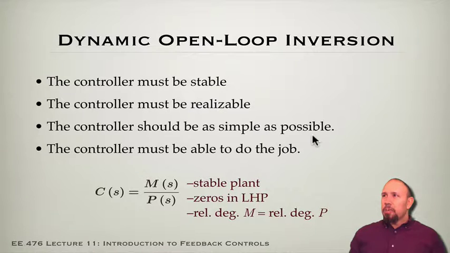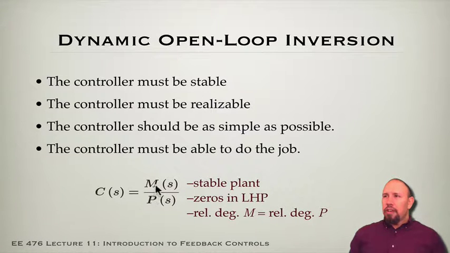Again, we want to make the controller as simple as possible, and the controller must be able to do the job. So an example of the form of controller is this. We have some model divided by the plant. So basically, when I cascade this with the plant, it is going to cancel. This requires that we have a stable plant and that the zeros of the plant are in the left half plane, not in the right half plane. We also require that the degree of m equal the degree of the transfer function. So we have these requirements that are a consequence of this.